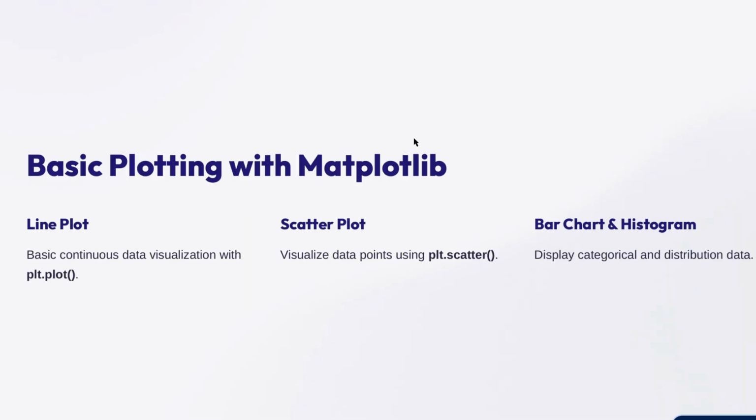And then the next thing is basic plotting with Matplotlib. That is how we can make a line plot, scatter plot, or create bar charts, etc. You can see we use plt.plot for creating basic continuous data visualizations. For a scatter plot, we'll be using plt.scatter. And for bar charts and histograms, we will be using plt.bar or plt.hist for histogram.